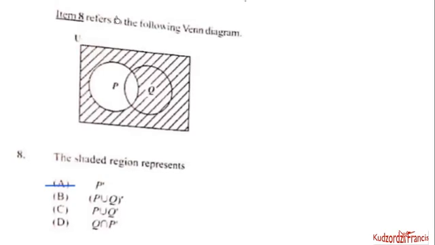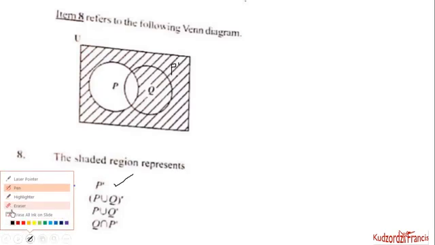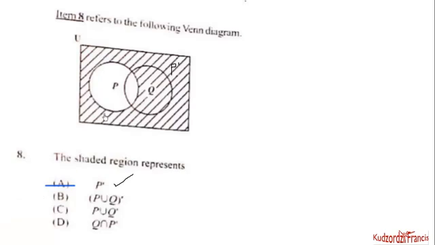Then we have this. We are familiar with this question already. So the shaded region is P prime. This region is P prime. So the correct answer is A. If you ignore this, you see that the remaining region is P prime. So let's clear out this and see something.